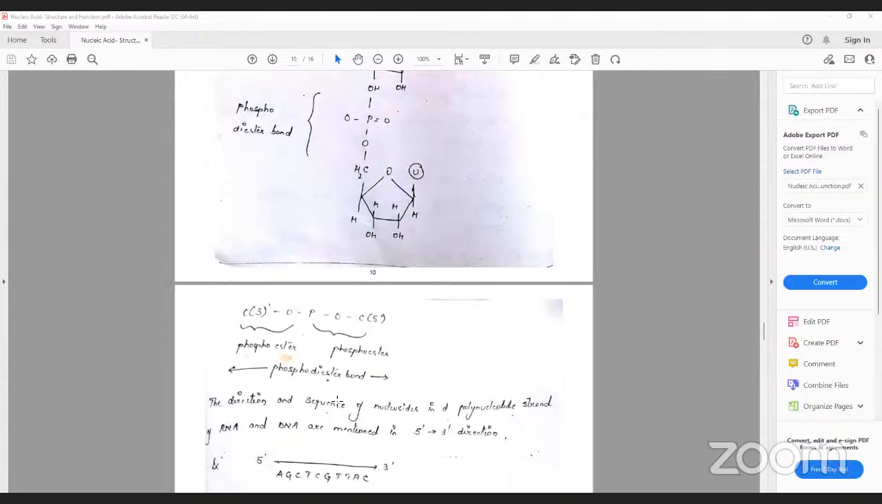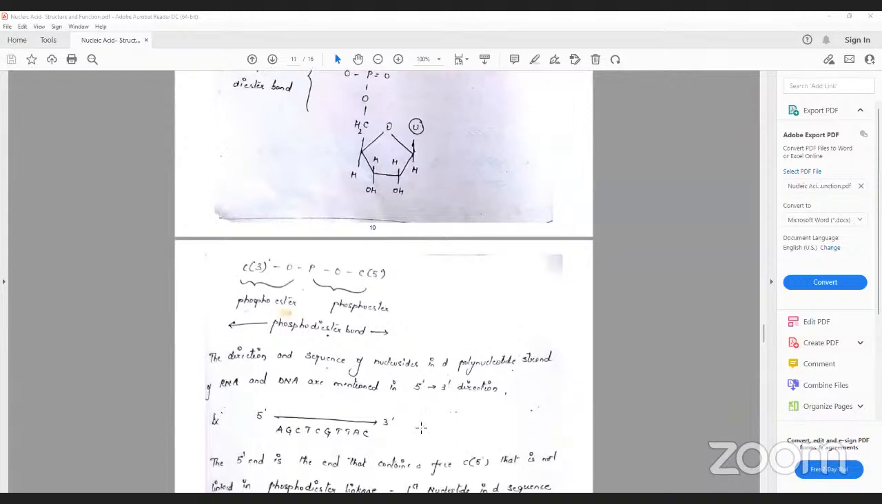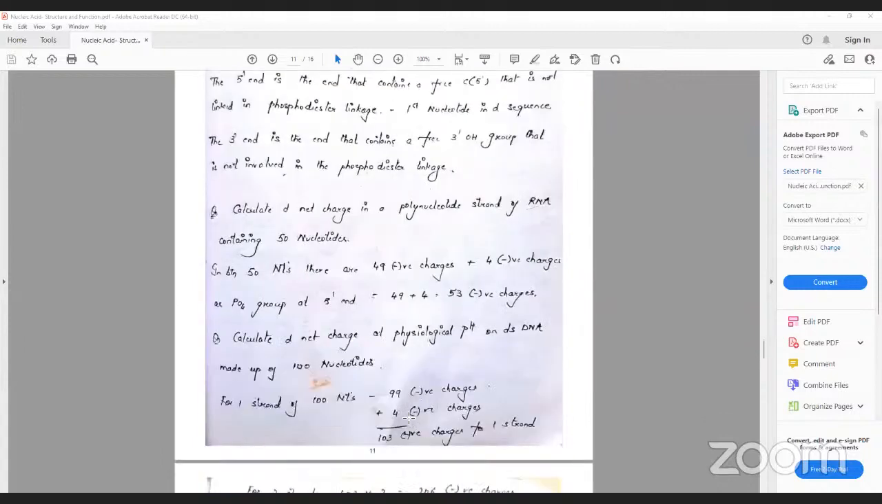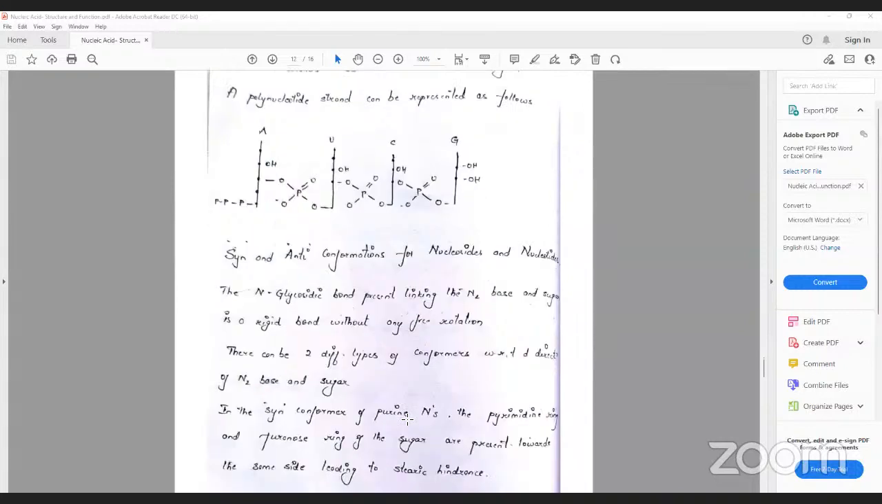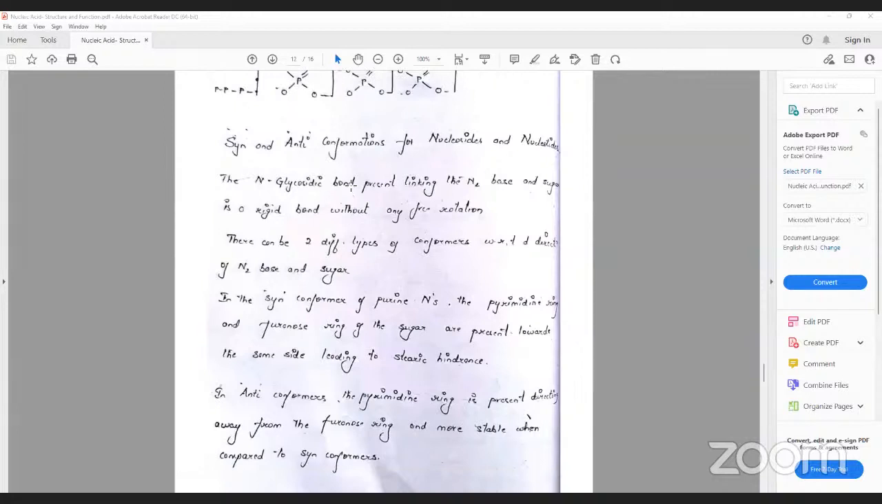And we know that the direction and sequence of nucleosides in any polynucleotide strand of RNA is always from 5' to 3' direction. We always name it as 5' to 3'. Okay, please go through this. Coming to the conformations. Now, just like sugars, these also exist in different types of configurations. Here, these are the conformations.